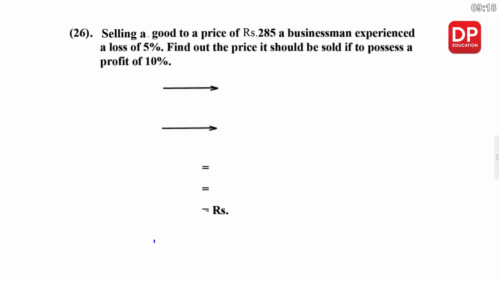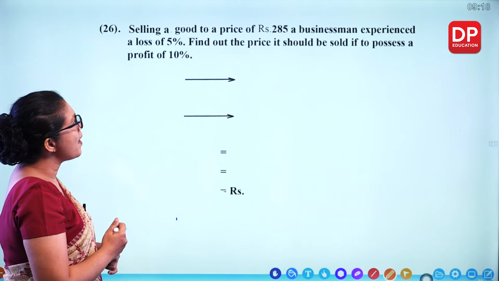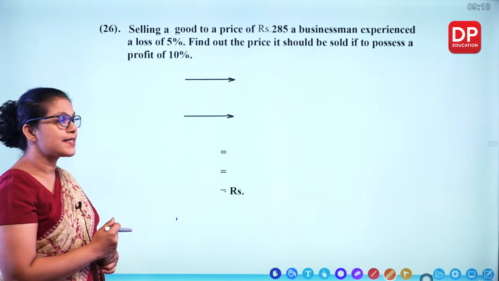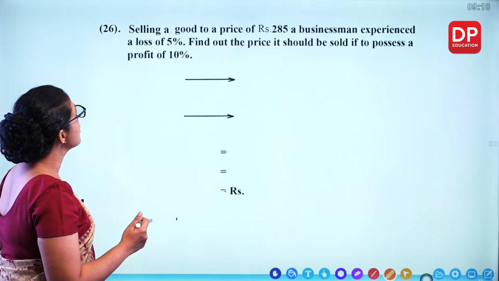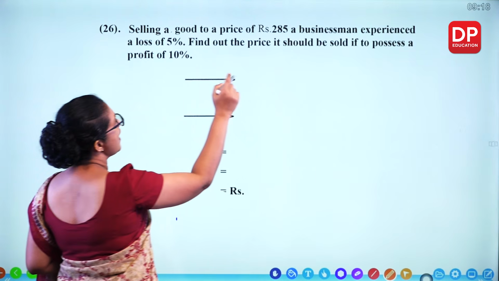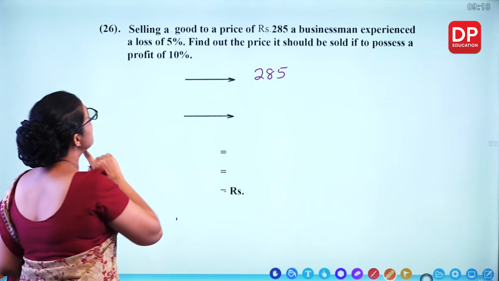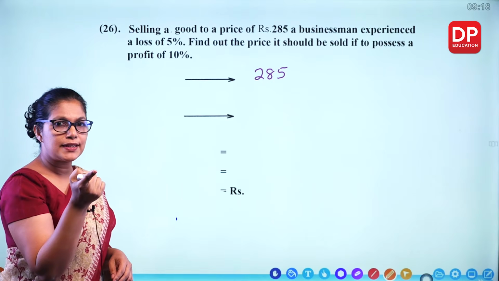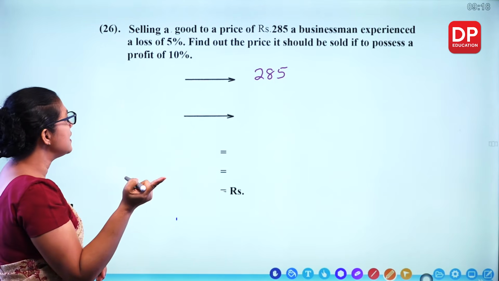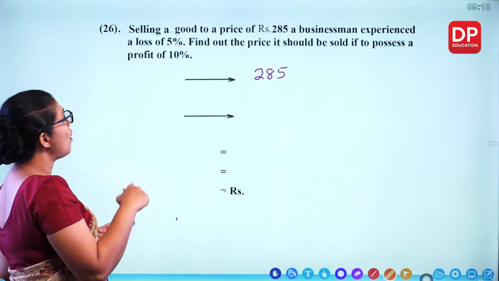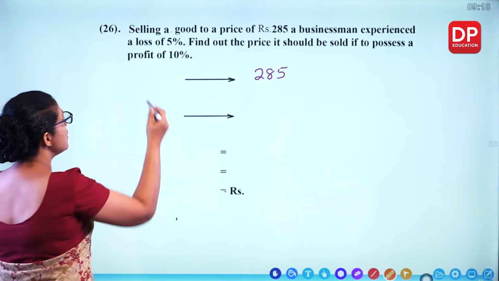Selling a good at a price of 285, a businessman experienced a loss of 5%. Find out the price at which it should be sold to gain a profit of 10%. Now look at this question. So the selling price is 285, and he experienced a loss of 5%. Loss of 5% means if you buy it for 100, you have to sell it for 95.